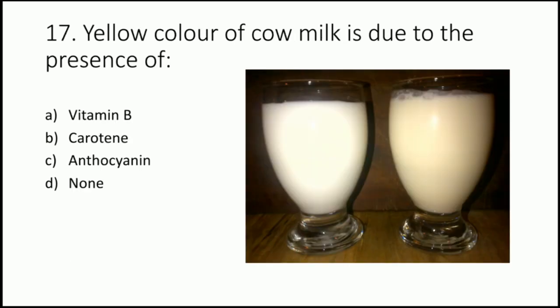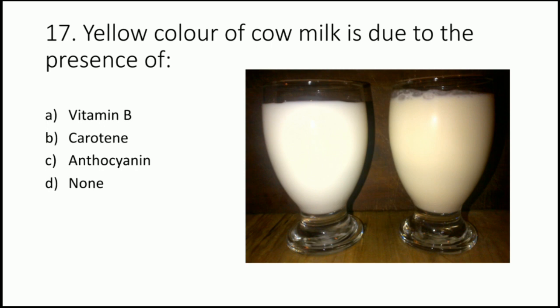Next question is, yellow color of cow milk is due to the presence of. You must have observed that buffalo milk is very white in color. However, the cow milk is slightly yellowish in color. Also the cow milk ghee is yellow in color. Here in this picture you can see the difference between the color of buffalo milk and the cow milk. The difference in this color is due to the presence of a specific pigment in cow milk.